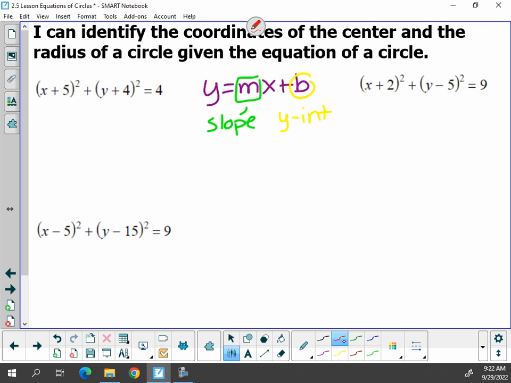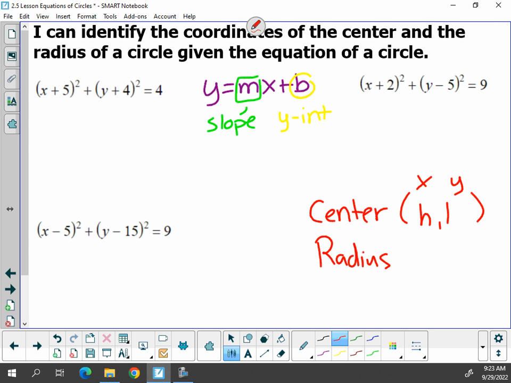The two most important characteristics of a circle are its center and its radius. The center, you might guess, is right in the middle of the circle. It is a point, and so it has coordinates. It has an x and a y. But we give them special letters, and those special letters are H, K. And so the x value of our center we call H, and the y value of our center we call K. The radius is the distance from the center of a circle to any point that's on the circle.